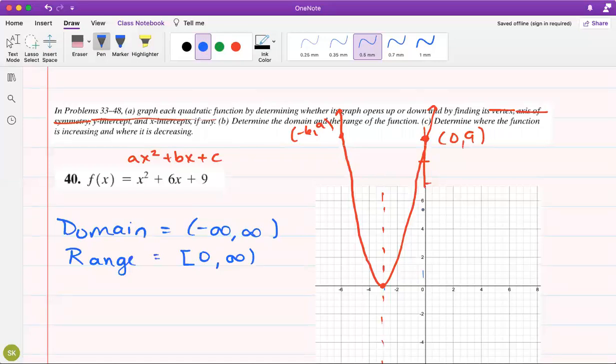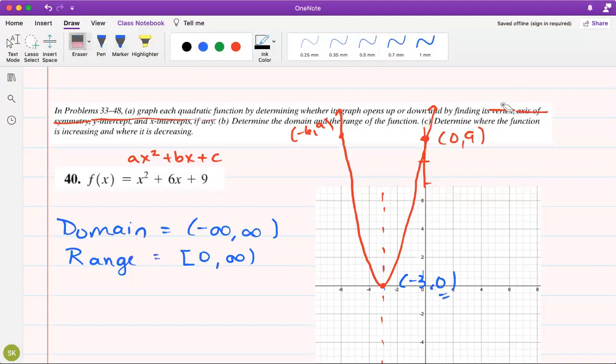But you could also figure this out without graphing it, just by looking at the vertex and knowing that your graph is pointing up. Then if the graph is pointing up, that's your minimum value. The minimum y value was 0 because this point is negative 3, 0. So because of that, that would tell you that the range is going from 0 to infinity.